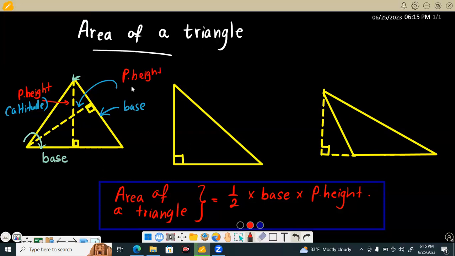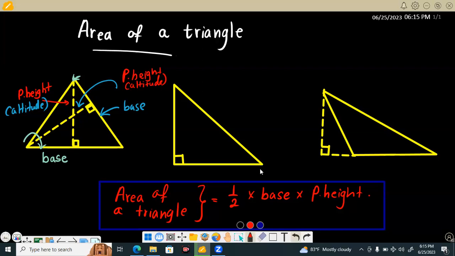But by using both of these, if you consider this side as base and this side as perpendicular height, you can find the area of the triangle. And the same area can be obtained by taking this as the perpendicular height and this as the base. Okay, the area of the same triangle we can obtain in different ways. It doesn't matter, we obtain the same area.